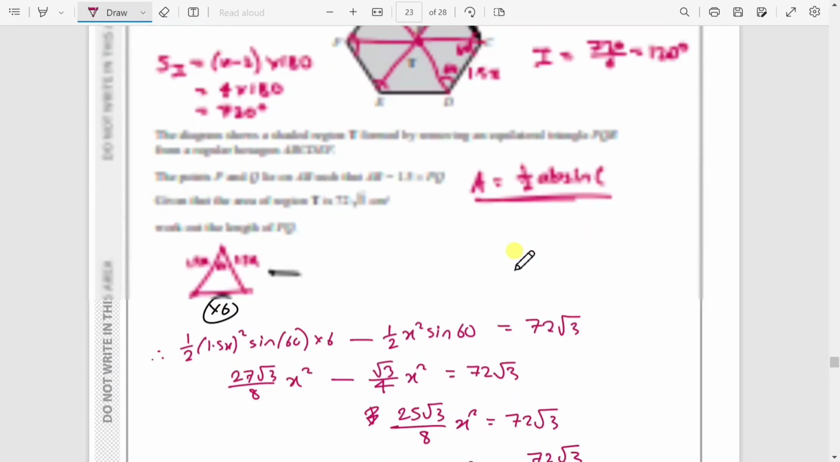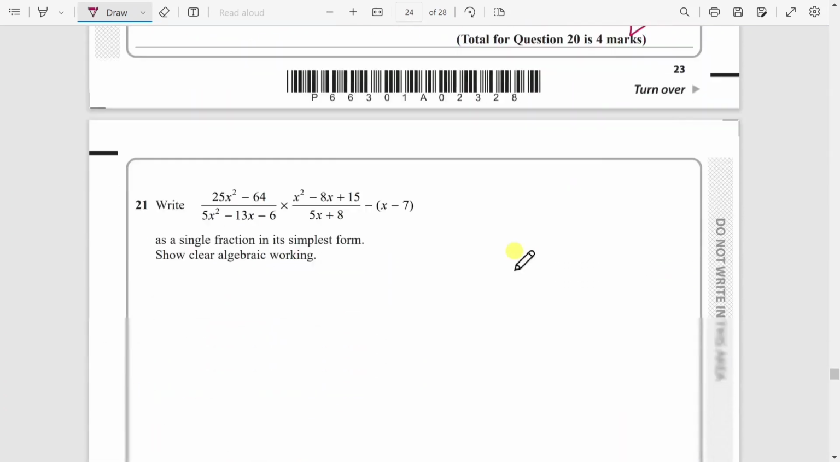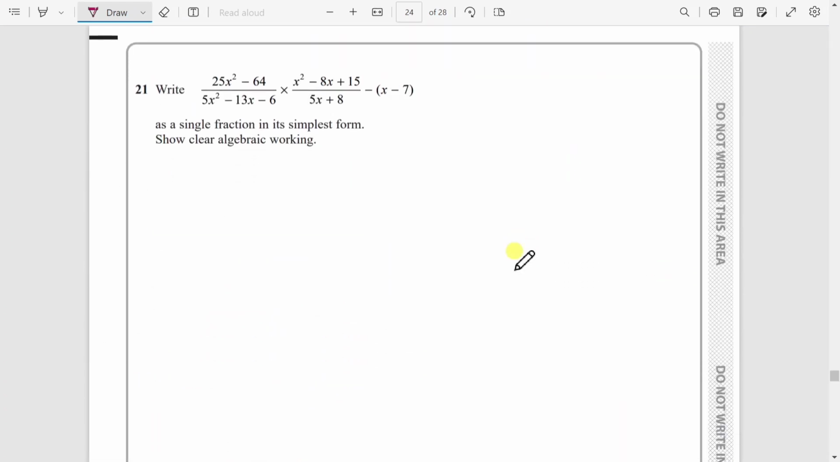Nice. Cool. Finally, fractions. So something normal that we can actually work with. Let's try this out. So, 21. Write all of these as a single fraction in the simplest form. Show clear algebraic working. Okay, so the first thing we want to know is that when you've got questions of fractions, you want to always put them into brackets.